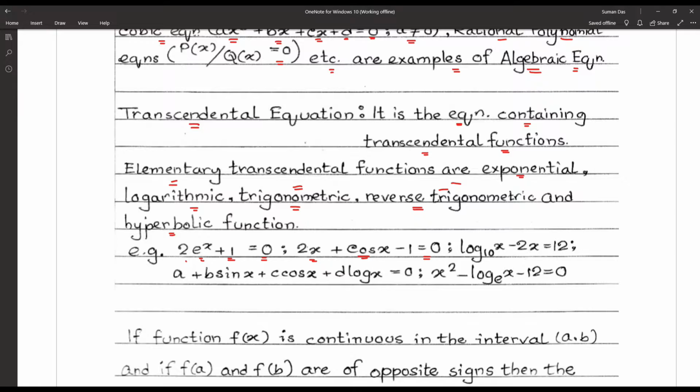Such as the logarithmic function, like log base 10 x minus 2x is equal to 12. A plus b sin x plus c cos x plus d log x is equal to 0. x square minus log base e x minus 12 is equal to 0. Those are all examples of the transcendental equations.